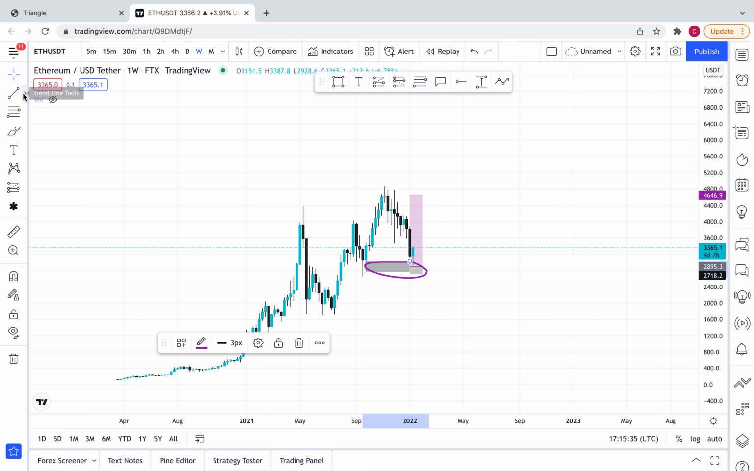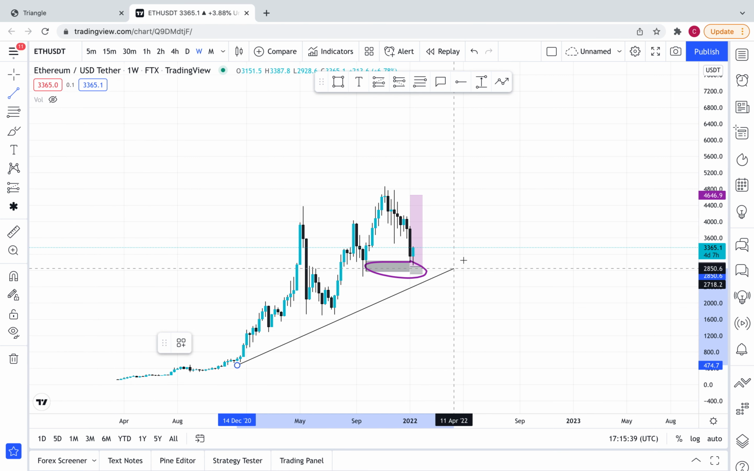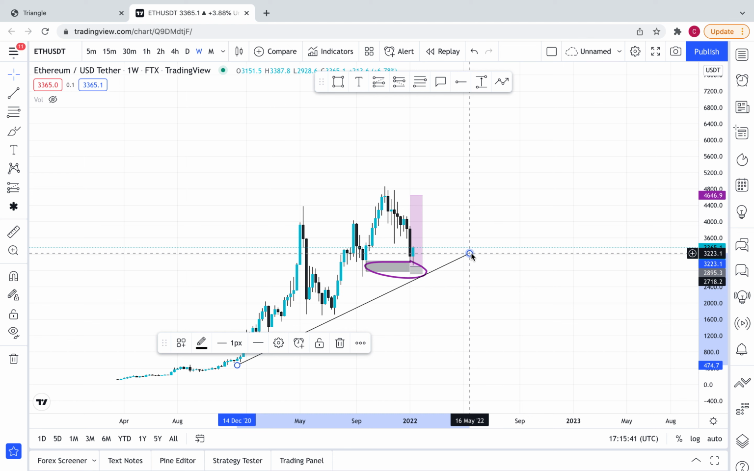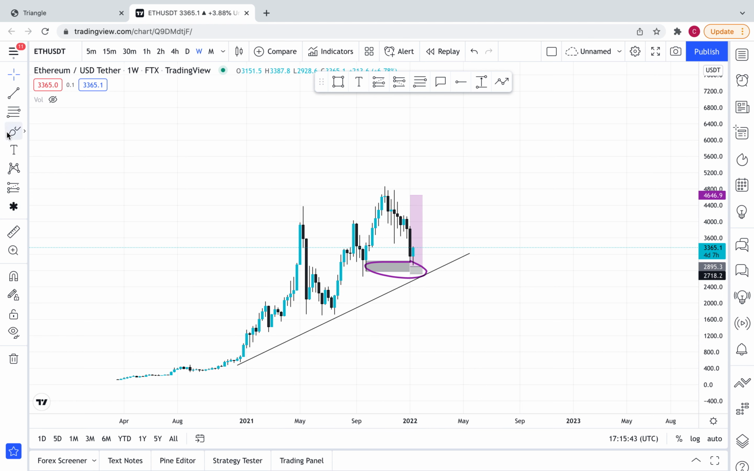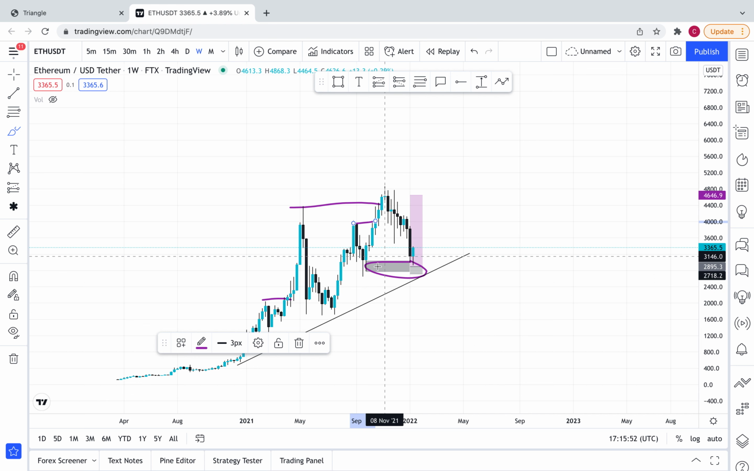How did I know that Ethereum is in an uptrend? Very simple, here we go. It's just moving up, you see. You could see that it broke structure here. Another structure was broken here. Another structure was broken here, and so on and so forth.